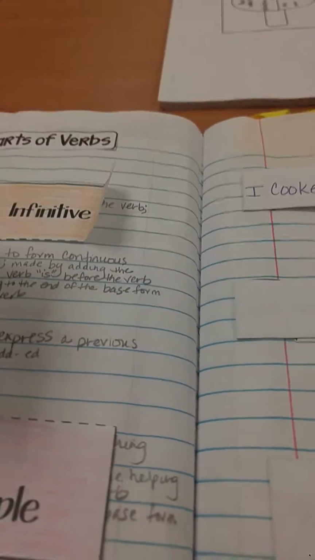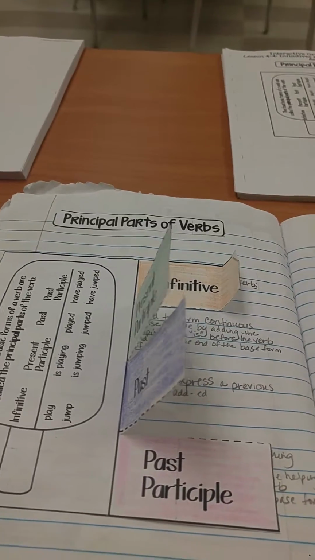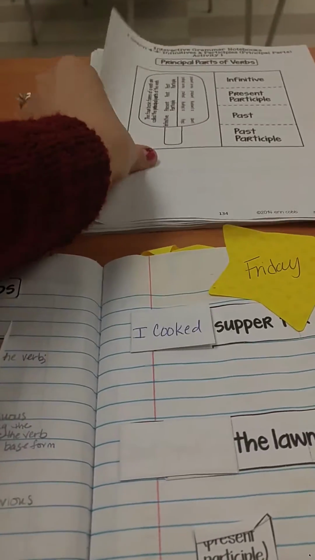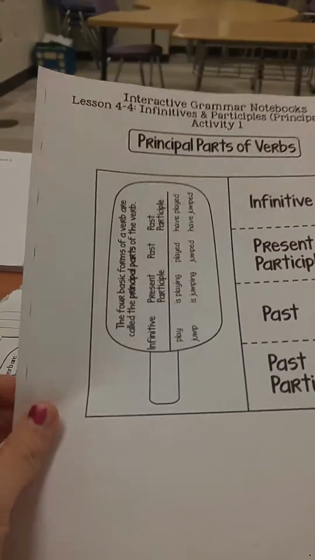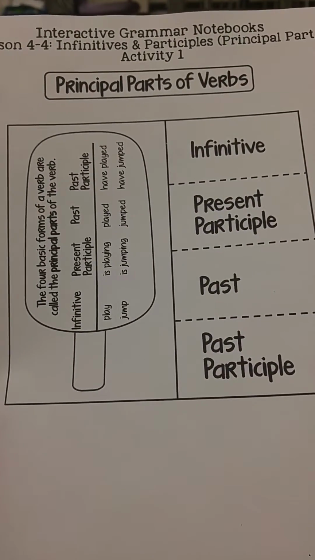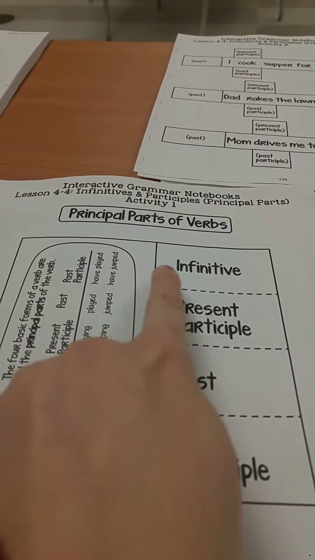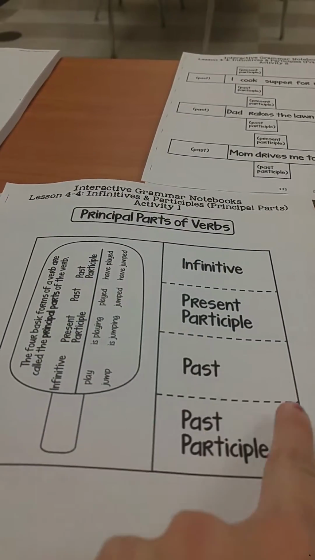Good morning, students. Today what you're going to be working on is principal parts of verbs. And so you're going to have a sheet that looks like this, that you're going to cut out the square and then cut on the dotted lines. So you'll be cutting on each of these just to that part.